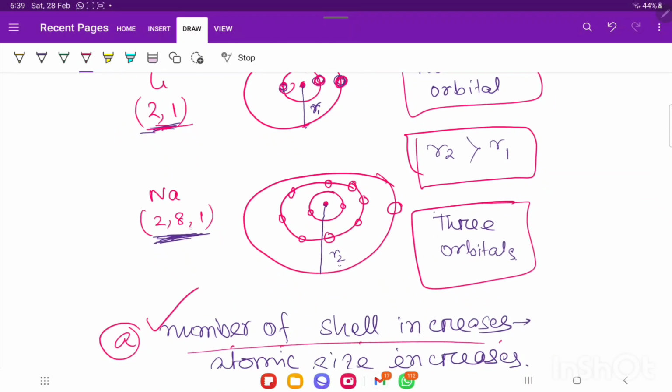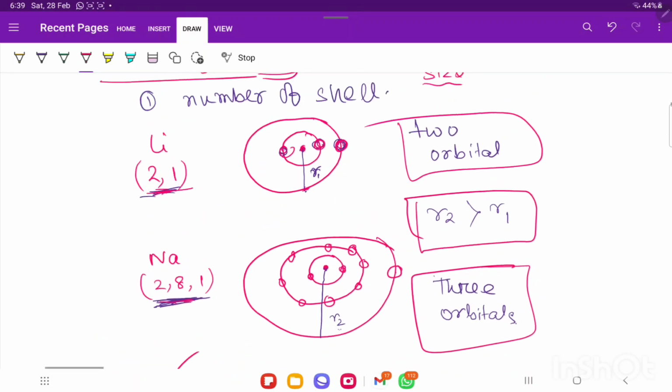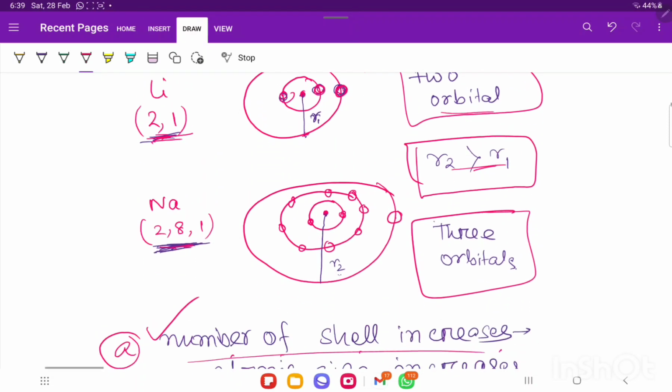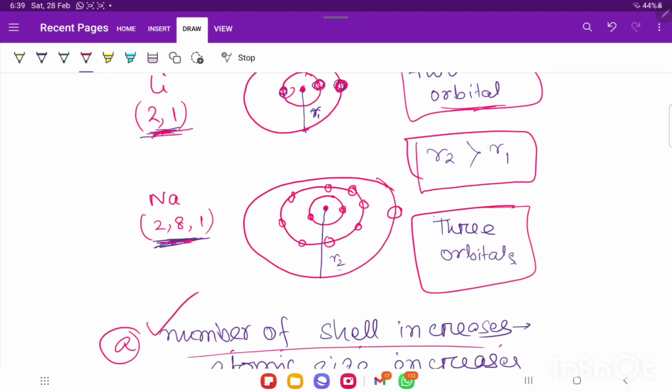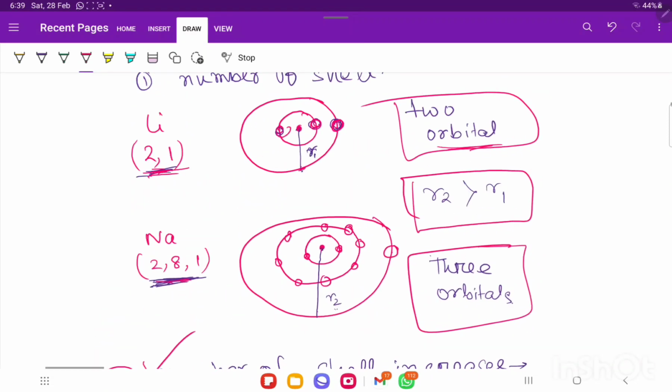Now in the case of sodium, the electronic configuration is 2, 8, 1. So 2 electrons are in the first orbital, 8 electrons in the next orbital, and in the last orbital there is 1 electron. So the distance is R2. You can see lithium has 2 orbitals, while sodium has 3 orbitals. Obviously, as it has more orbitals, the distance between the nucleus and the last orbital will increase. That is why R2 will always be greater than R1. This is the first factor which can affect the atomic size.